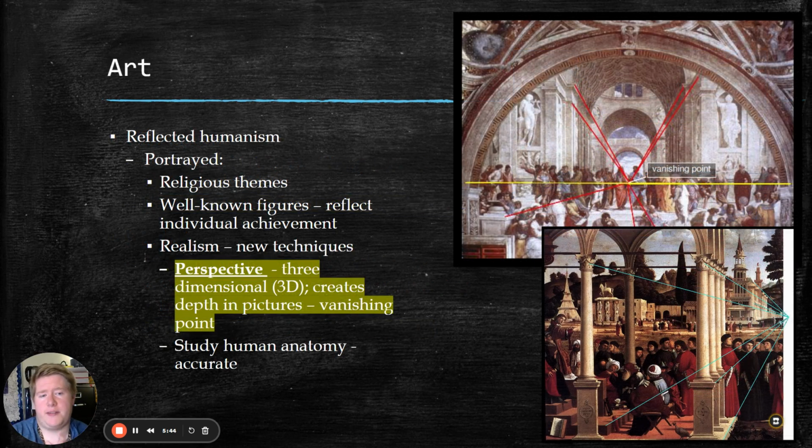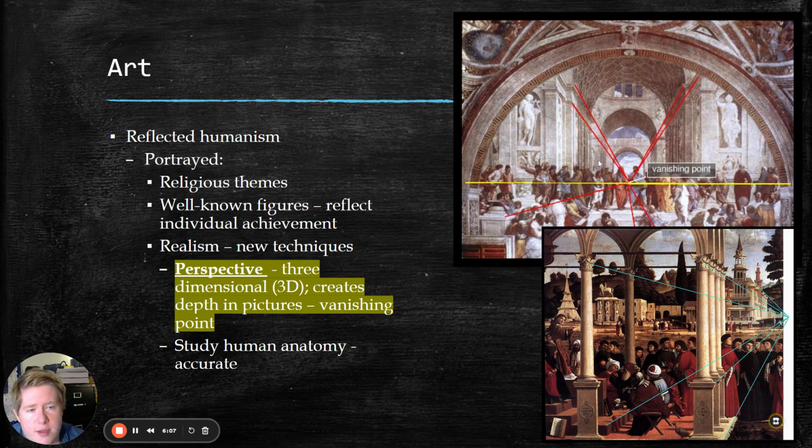Now, moving on to art, really, the Renaissance is a big period of art. It reflects humanism. It portrayed religious themes, well known figures, and reflected individual achievement, along with realism. These are new techniques. The people in these paintings looked like actual people. One of the big things here is the idea of perspective. This is three-dimensional, it creates depth in pictures, and there's a vanishing point.